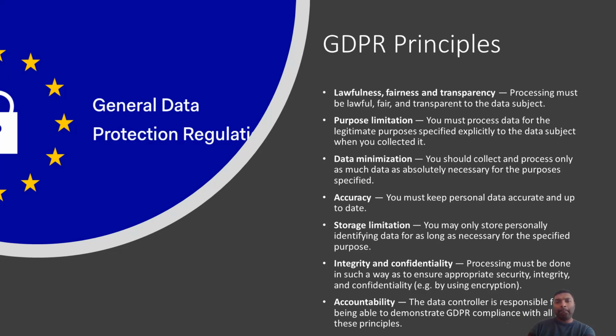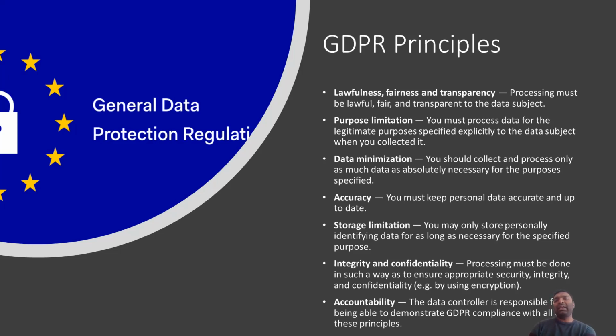Then accuracy. You must keep personal data accurate and up to date. So this basically means that if a citizen's name or address or anything is updated, he or she has the possibility to update the data. Then storage limitation. You may only store personally identifying data as long as necessary for the specified purpose. So that's the storage limitation.